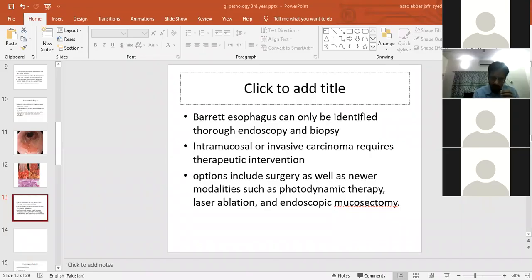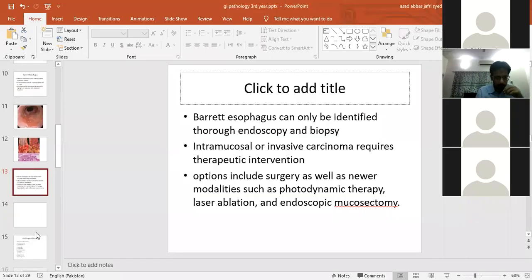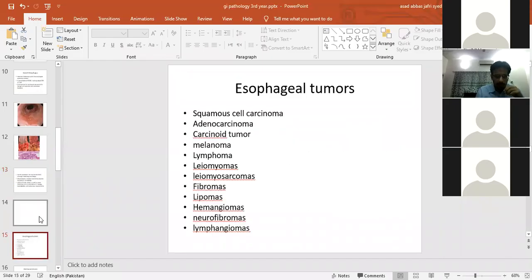With low grade dysplasia, generally the trend is you follow it with repeated endoscopies. But if you get high grade dysplasia, generally the idea is that you treat it with either mucosal ablation or mucosal resection. I'll show you some videos after I cover the lecture on how these are managed. Options include surgery as well as newer modalities such as photodynamic therapy, laser ablation, and endoscopic mucosectomy. I will play those videos for you at the end of the lecture.